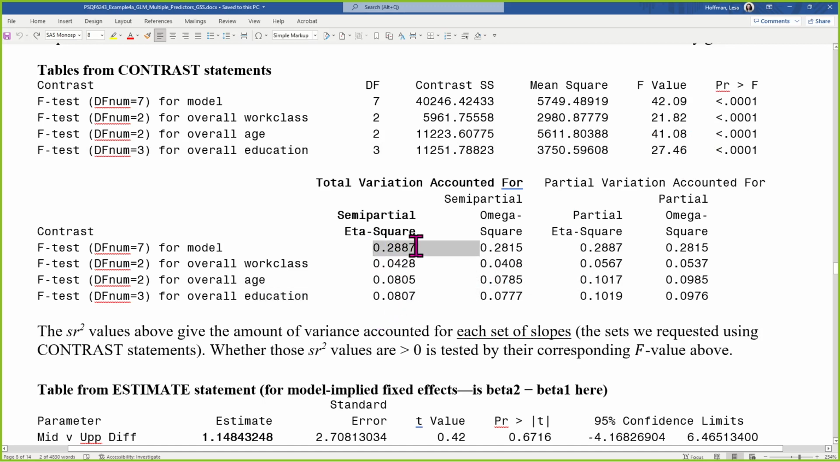So here's my overall model R square with all 7 slopes. Here's how much is attributable to each separate predictor. Note that those don't add up to the total. Do you remember why?